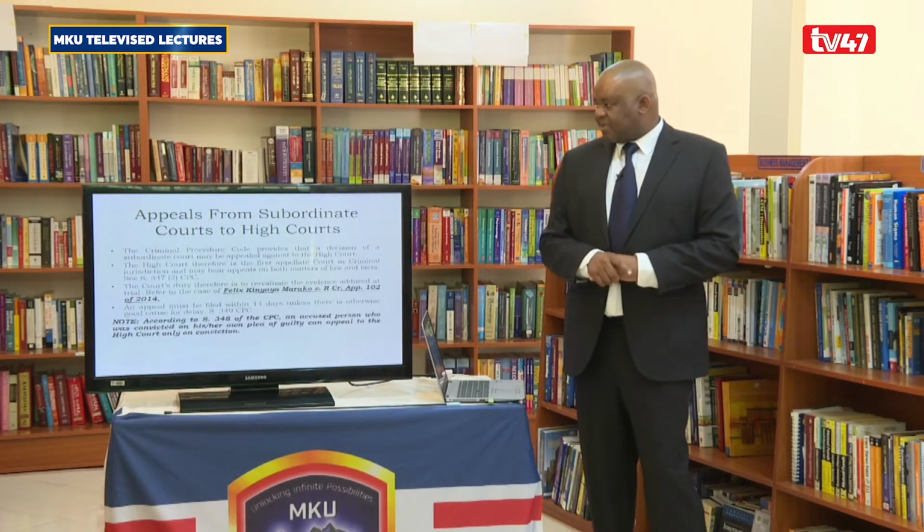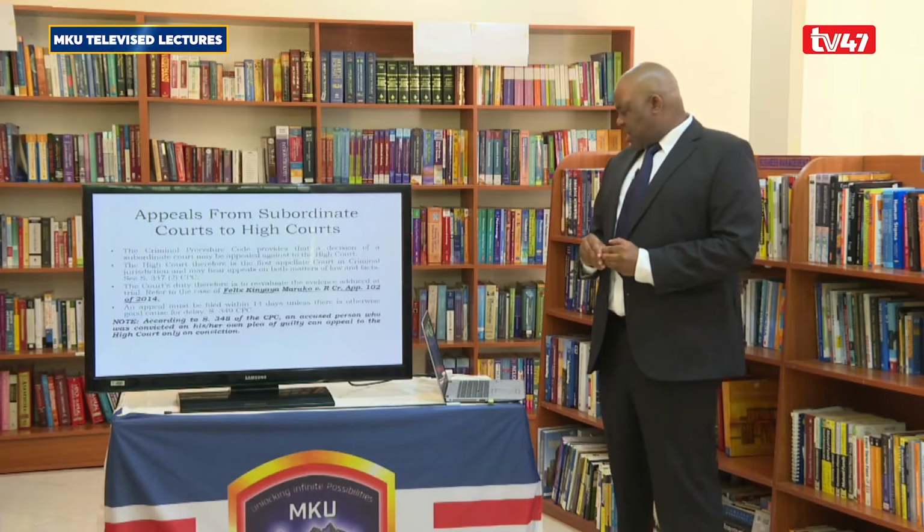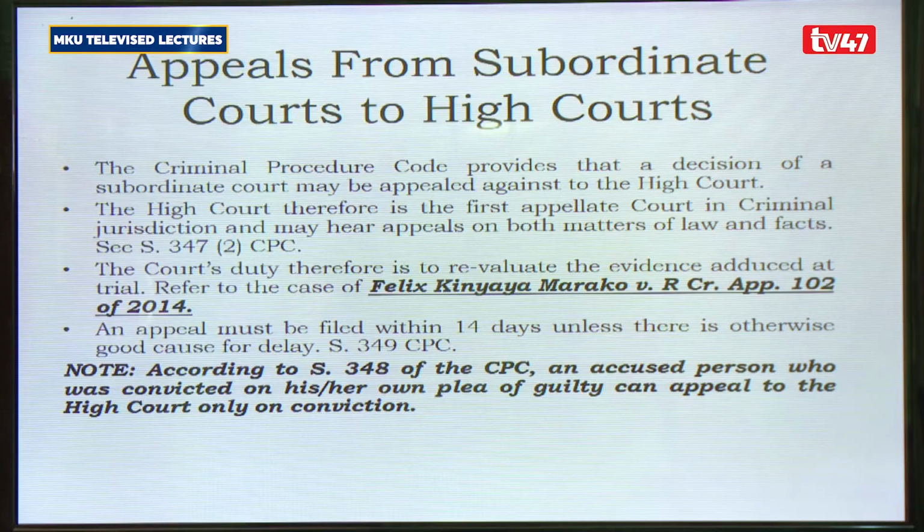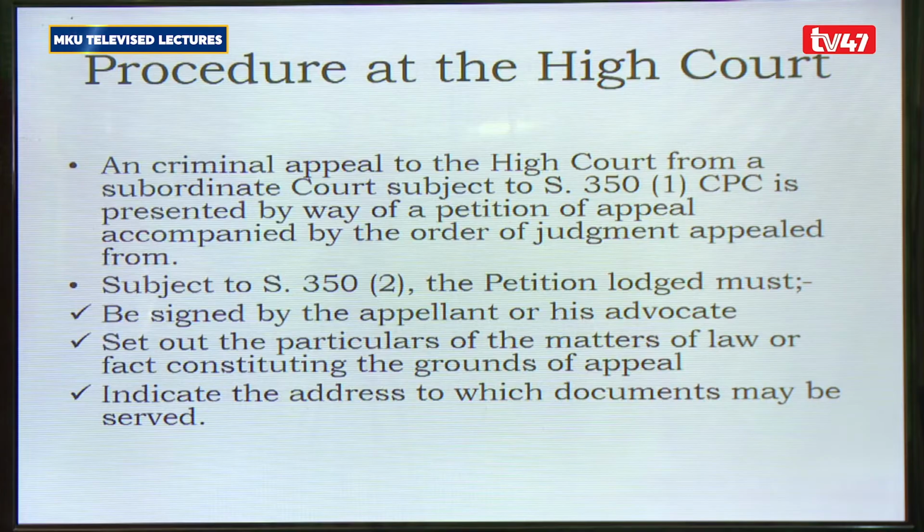Now, briefly, we look at appeals from the subordinate courts to the High Court. The appeal from the subordinate court to the High Court is ordinarily by way of a petition of appeal, which must be done within 14 days. And of course, it's normally on matters of facts and law. That is Section 347, subsection 2 of the CPC. The role of the appellate court is basically to reevaluate the evidence of the subordinate courts. And I've said that it must be filed within 14 days.